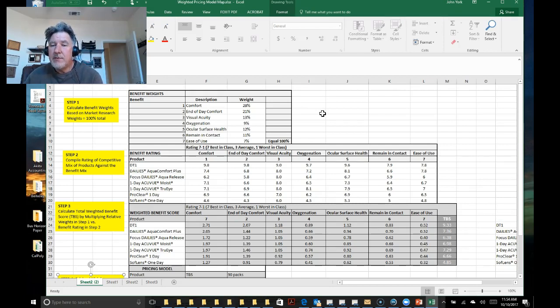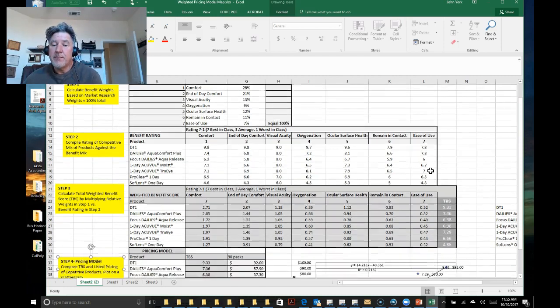Step one is you have to create a table that has your benefit weights. Usually you're taking this from market research data that have come in from your respondents. Your second step is to pull in the rating of the competitive mix of products against the benefit mix. Again, this is market research data, and what you end up with is a mix of benefit ratings for each individual product, and that gets to that second bar chart.